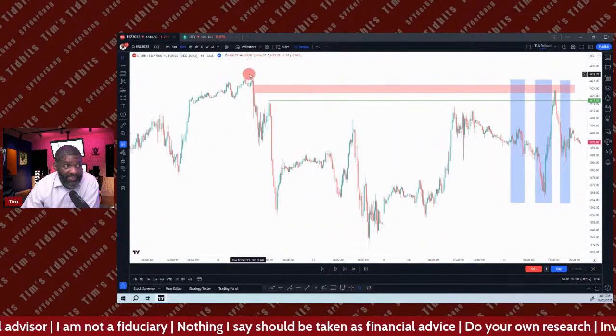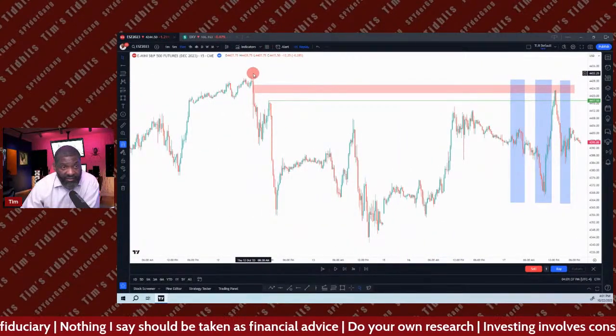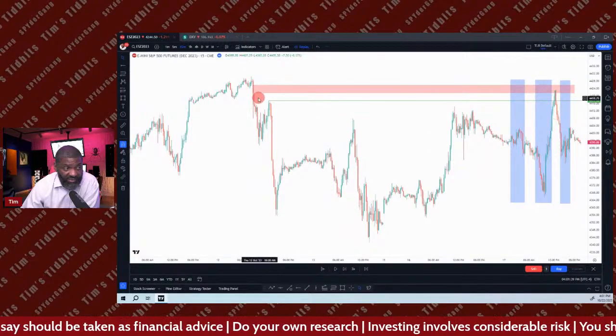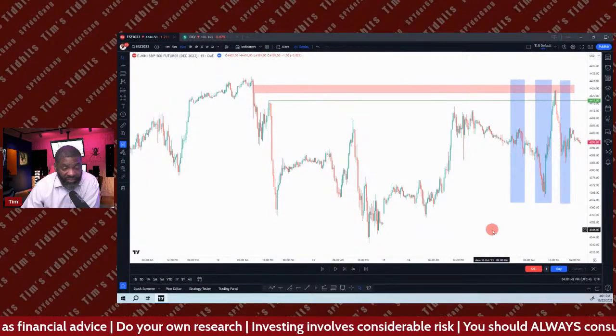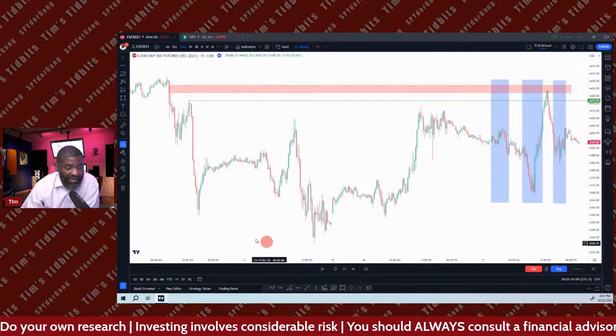I could have easily said go above this high. Right? I could have easily said that. I could have, but I'm just saying it's above there and there. Now we got our narrative in place.